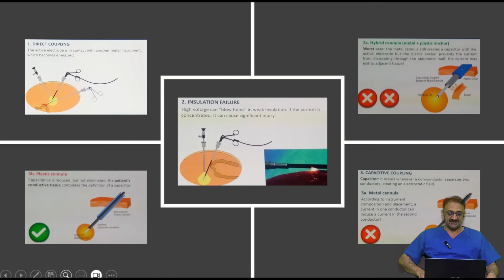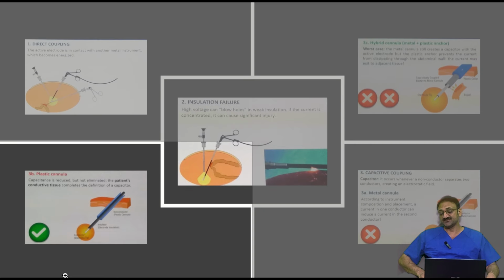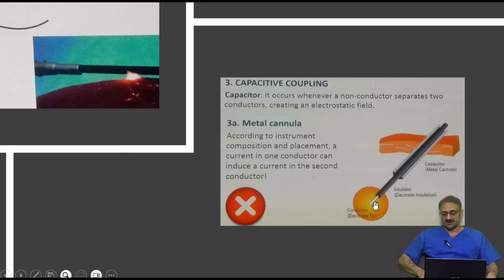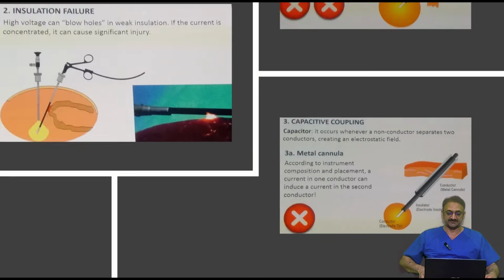Okay, then comes the capacitive injury. Capacitive injury occurs whenever a non-conductor separates two conductors, creating an electrostatic field. So this leads to injury. Here, according to the instrument composition and placement, a current in one conductor can induce a current in the second conductor, and this can lead to injury to the abdominal wall or the gut, etc.